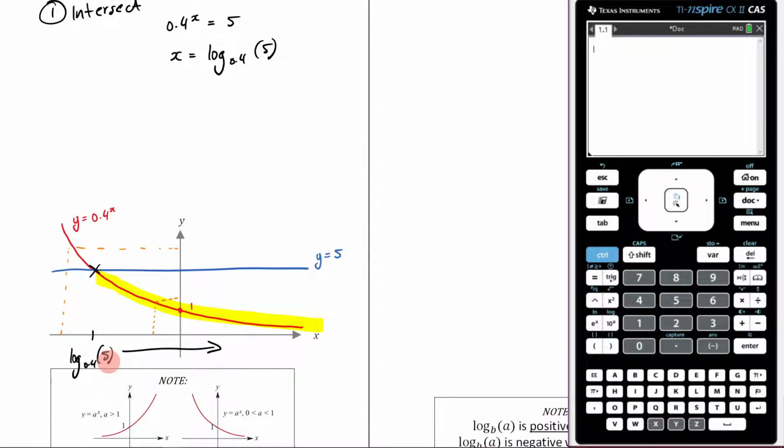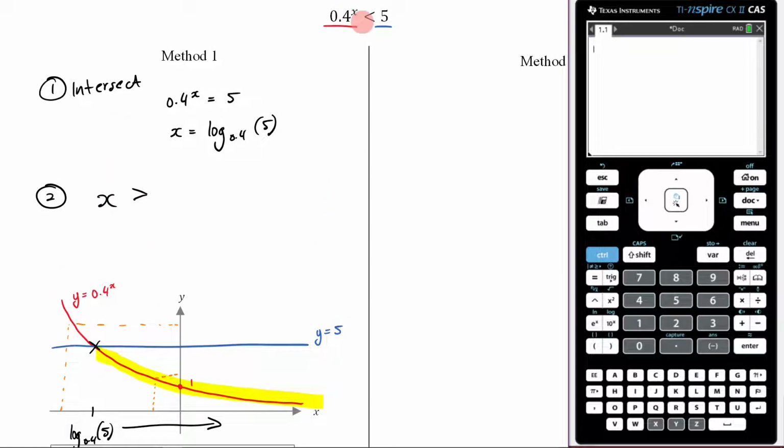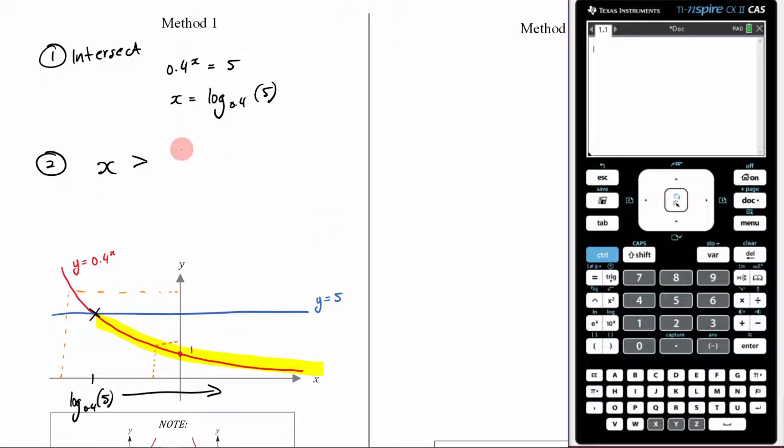So that means this point right here is log base 0.4 of 5. Okay, now once we've done that, the second step is just reading this off and saying, well, that means x has to be greater than, it's not greater than or equal to, it's just greater than log base 0.4 of 5. And that is going to be our answer.